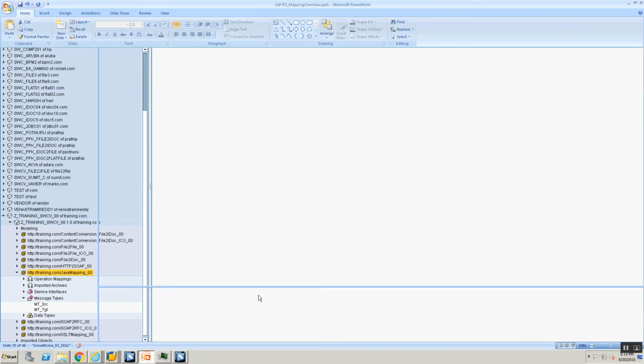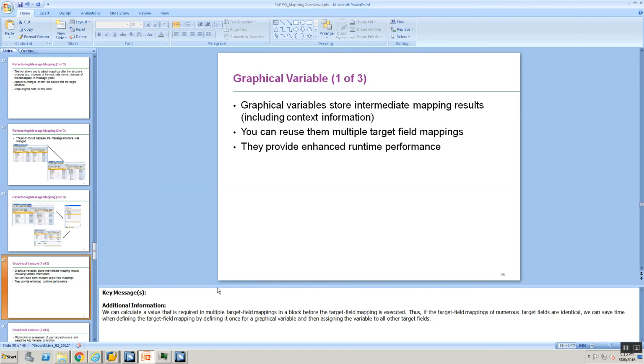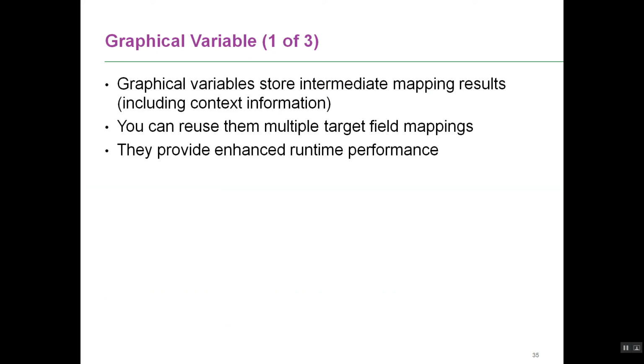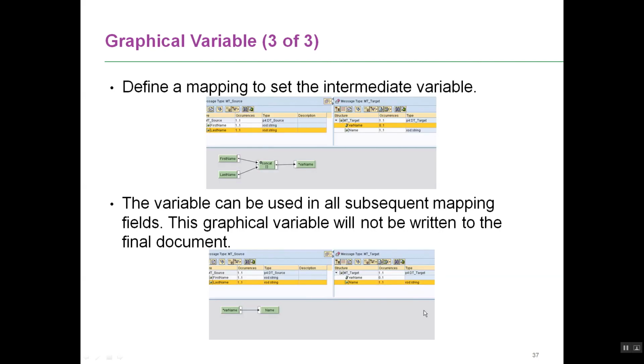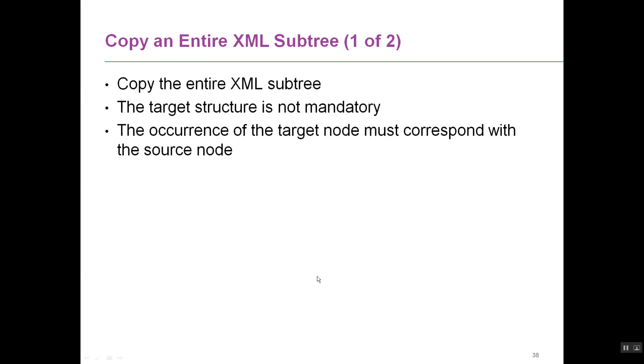With that, we are done with this topic as well, and this is called graphical variables. You are able to reuse them in multiple locations in the target, and they are also better for performance because you are executing a complicated logic once and then using it in multiple places, rather than re-executing that logic multiple times. How do you add a variable? You right click on the target, say add variable, it will ask you for the name, you assign it and then drag and drop it.